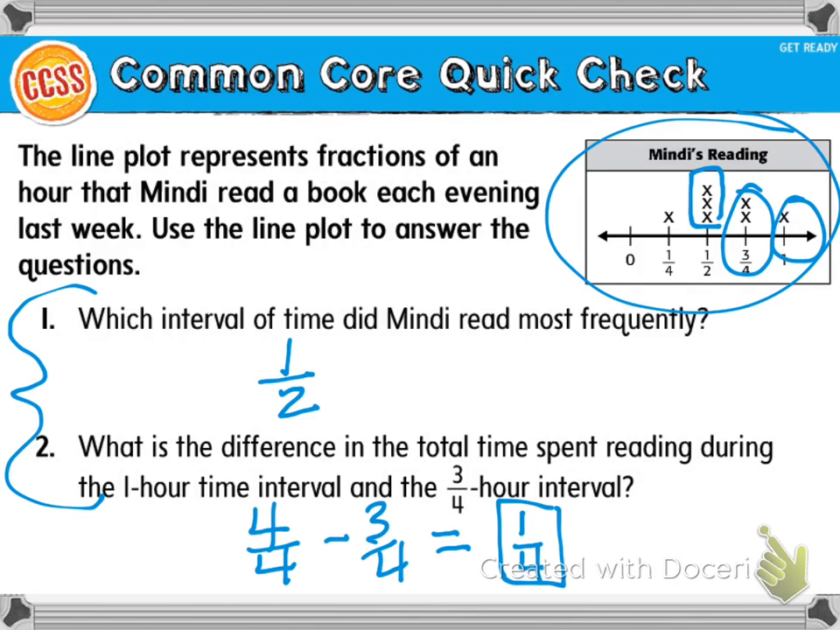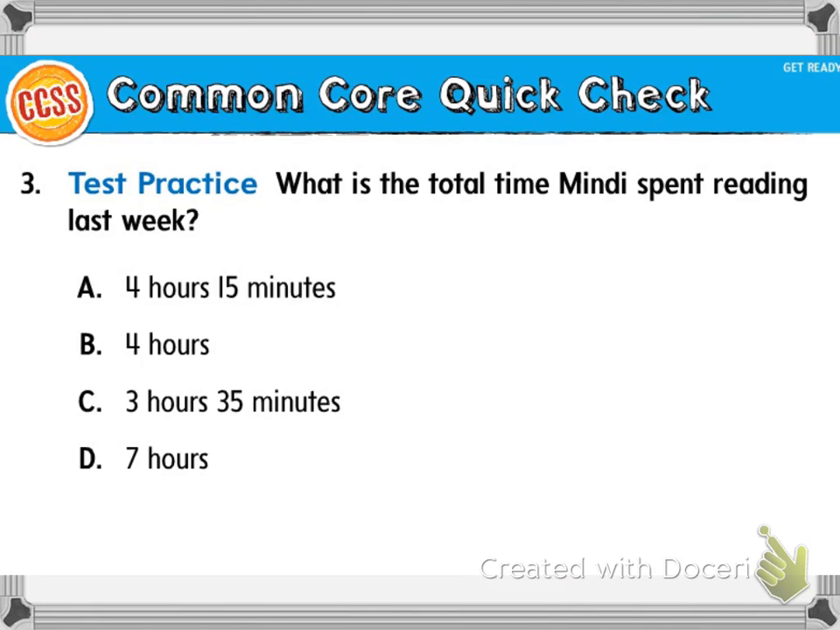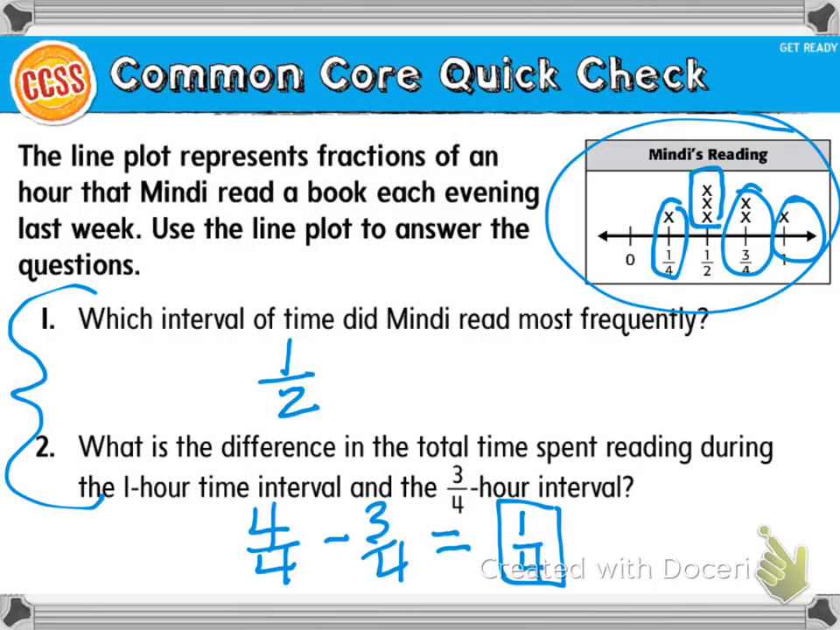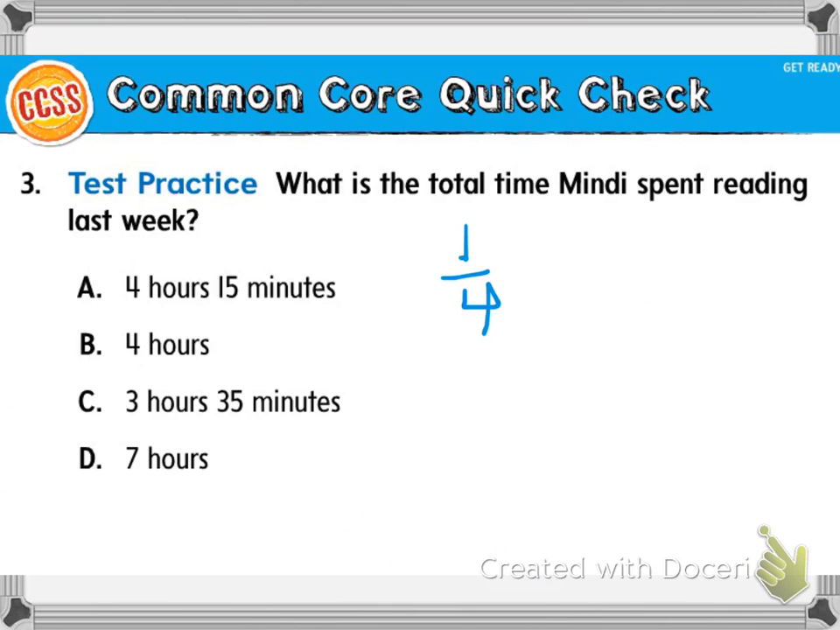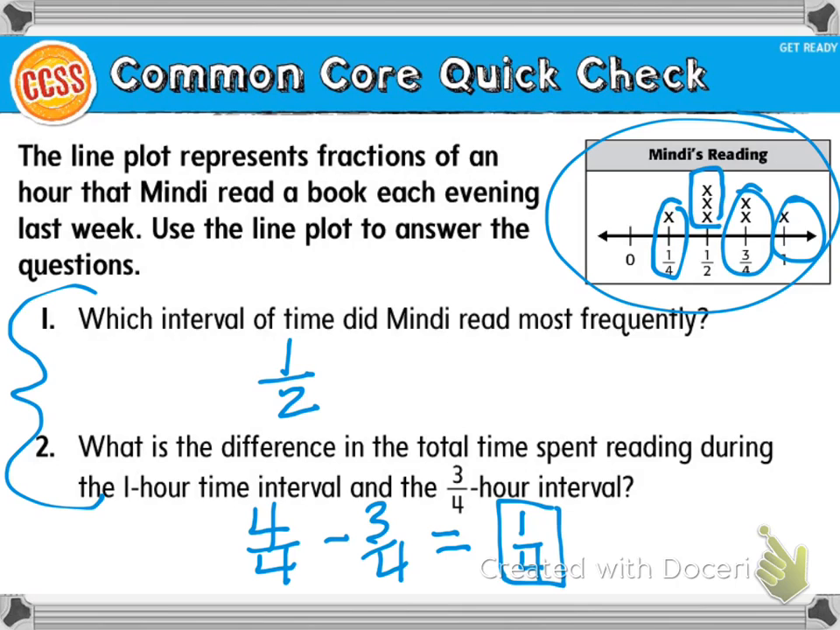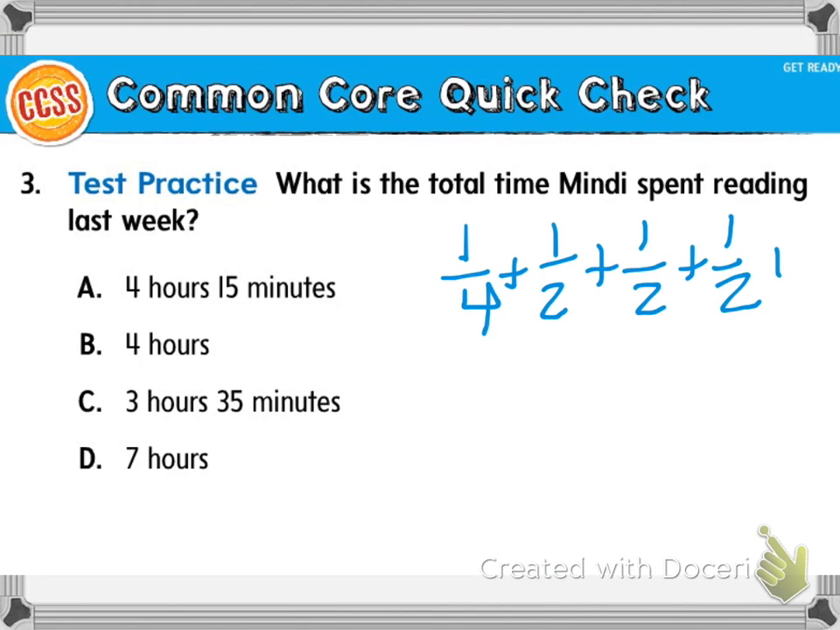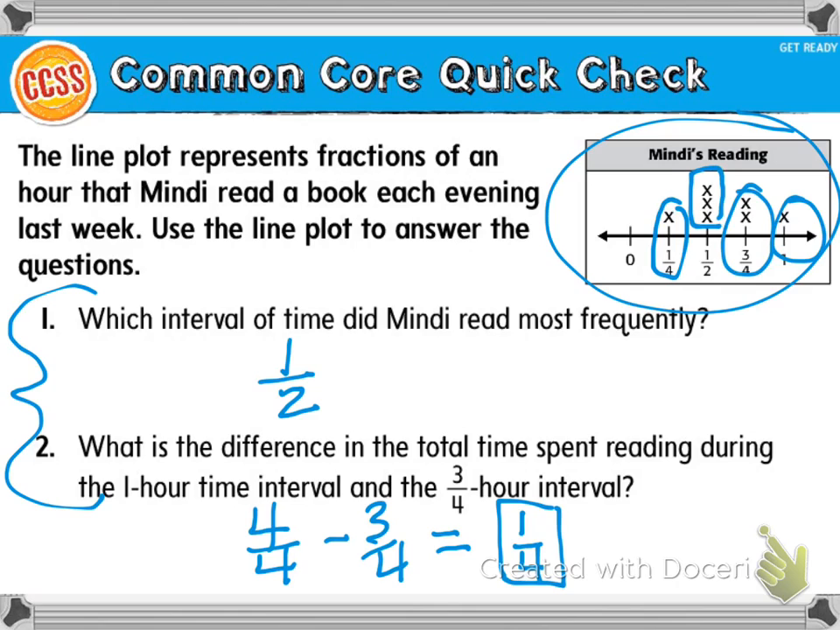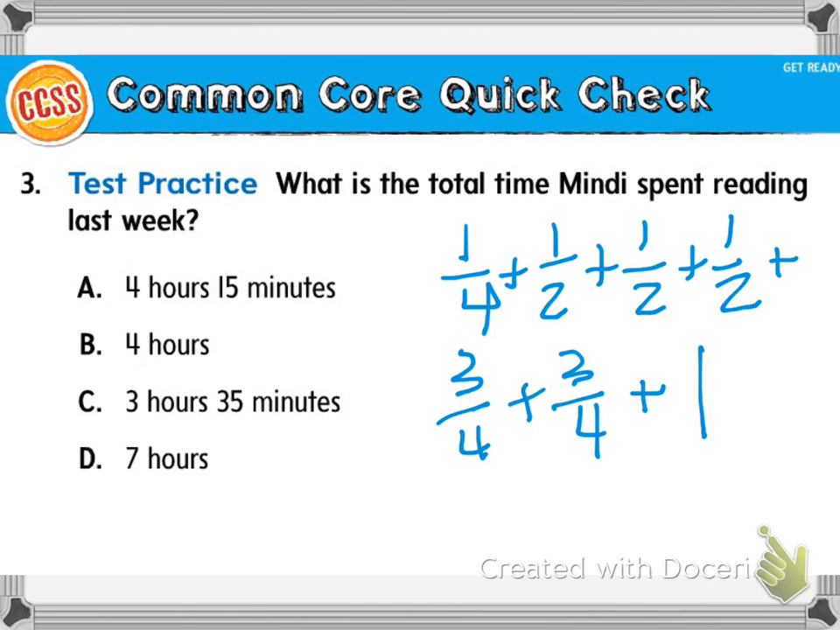All right, we need to go back to the chart, and we are going to have to add these fractions together. So we've got 1/4, 1/4, right? So 1/4 plus 3 1/2. So plus 1/2, plus 1/2, plus 1/2. Whoops, went too far. Plus 2 3/4, plus 3/4, plus 3/4, plus 1 whole, right? Yep, plus 1 whole. So we have to add all of these fractions together.